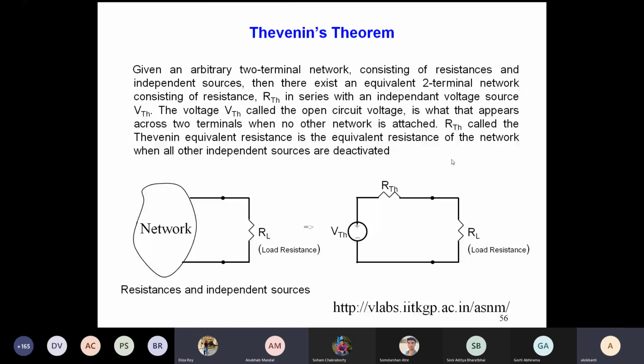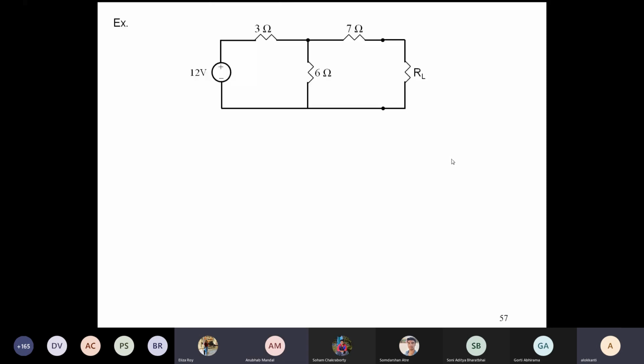As Abhiram was telling, let us do some numerical on Thevenin's theorem. I have given a simple circuit: three resistances, 3, 7 and 6 ohm, connected with a 12 volt battery, and on the right side is the load resistance RL. Now what I want is the Thevenin equivalent of this. Across these two terminals, if we remove the load, the Thevenin equivalent. For Thevenin's theorem, what we have to do is find out the VThevenin.